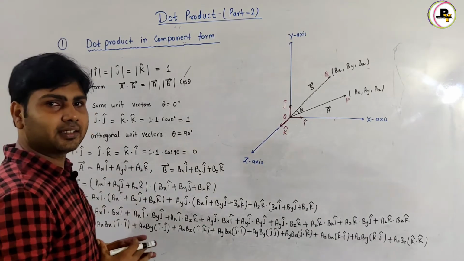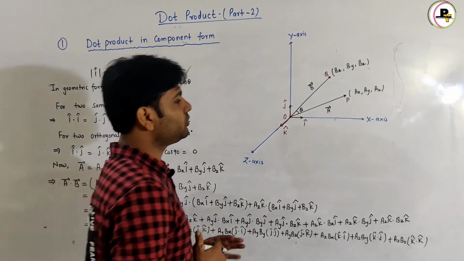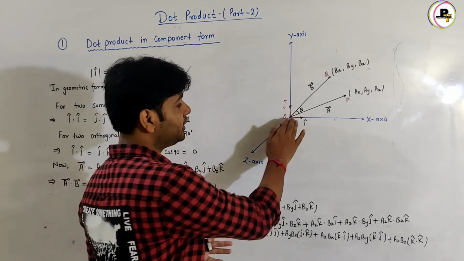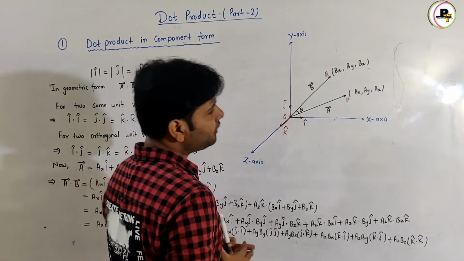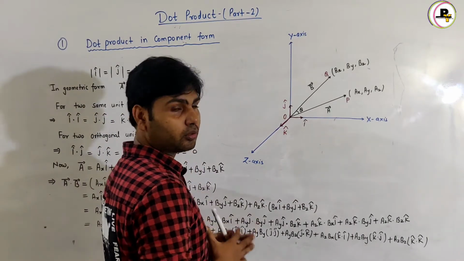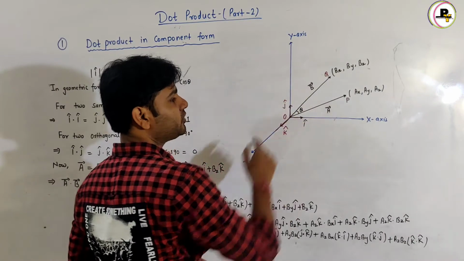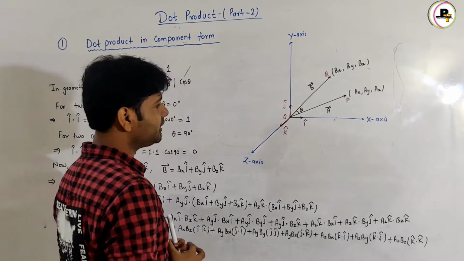So friends, let's discuss point number 1, dot product in component form. Suppose there are two vectors, vector A and vector B, placed with their tails at the origin of the XYZ coordinate axes. Let AX, AY, AZ be the rectangular components of vector A and BX, BY, BZ be the rectangular components of vector B along the X, Y and Z axes respectively.